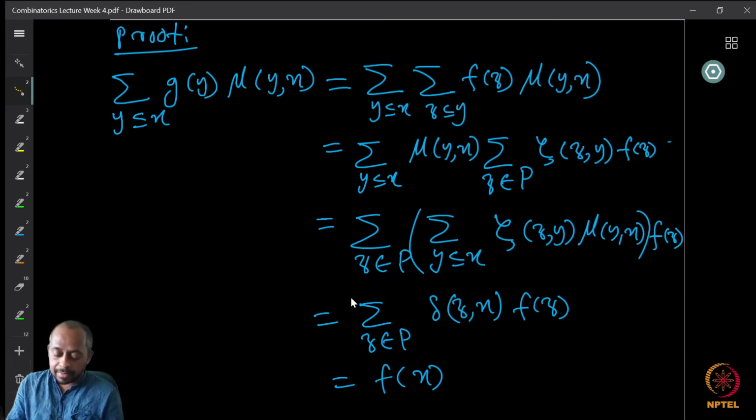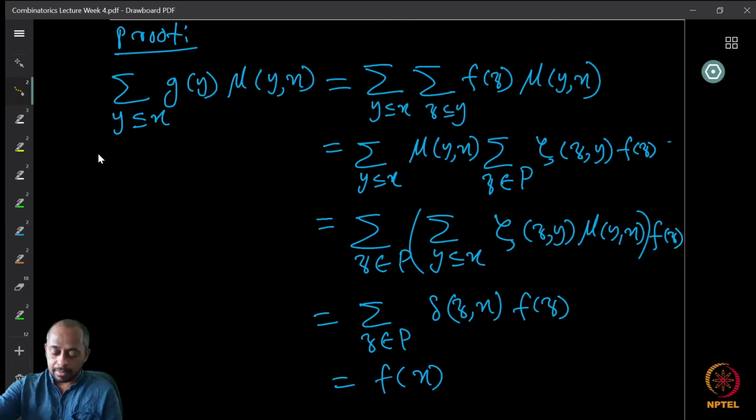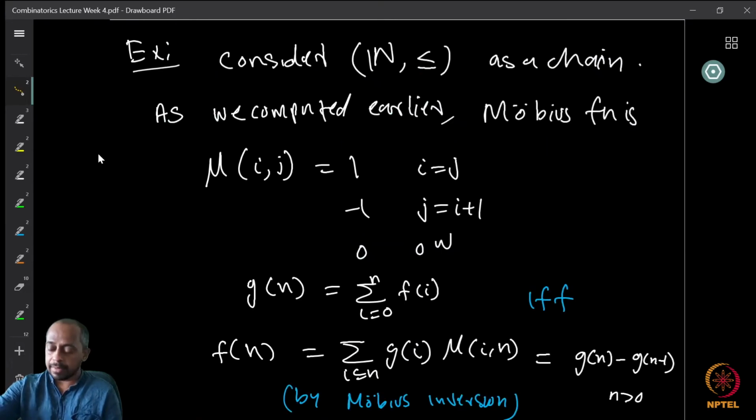And so we get summation z belonging to P, delta of z comma x into f of z. But the delta function is precisely 1 when z is equal to x, and otherwise it is 0. So therefore, the only term that survives is when z is equal to x. So this is equal to f of x, and that is precisely what we wanted to prove, right? Since all these steps are reversible, we get this identity.